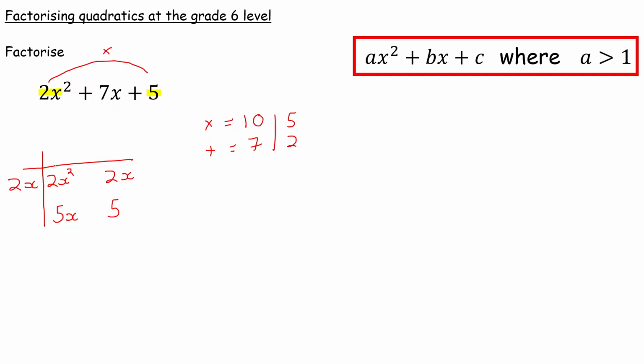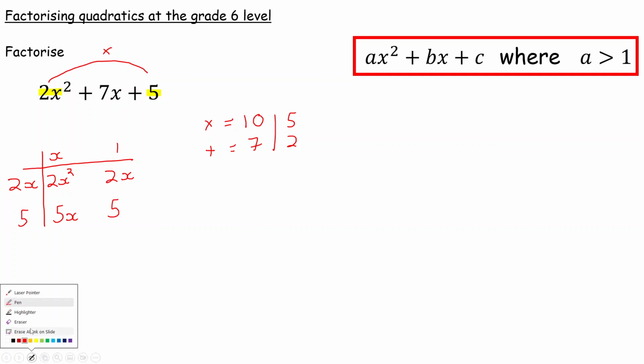Now, 2x times what gives you 2x squared? It's going to be x up here. Okay, 2x times x gives you 2x squared, and 2x times what gives you 2x? Well, you've already got it, so just a 1. Now, similarly here, x times what gives you 5x? It's going to be 5, because 5 times x gives you 5x, and then hopefully the last part, 5 times 1, gives you 5, which it does.